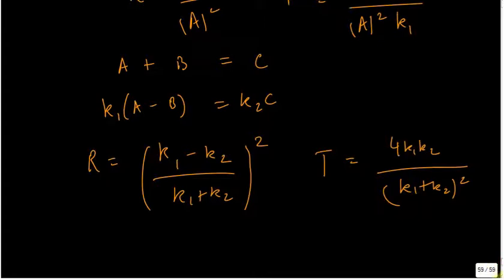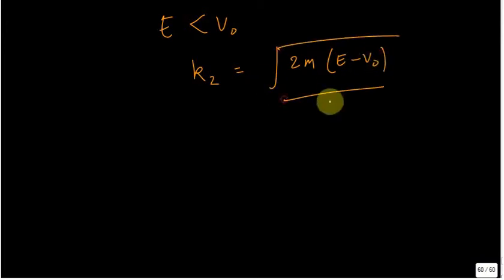So, now what if E was less than V naught? Concentrate on the fact, what would be K2 now? K2 would be root 2m E minus V naught by h cross, right? E minus V naught is a negative number. So I can write this K2 as K2 is equal to i times K2 prime something, right? And then I put it back in the solution.